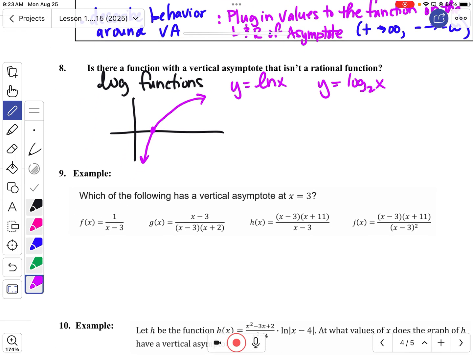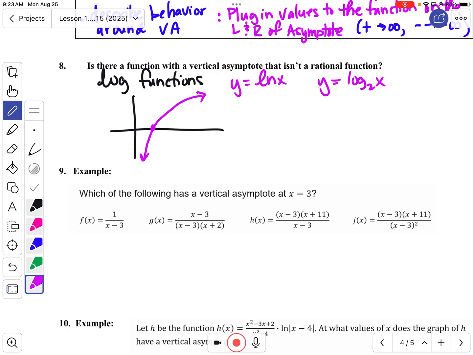So, which of the following has a vertical asymptote at x equals 3? Let's just take a look at these functions. We don't have to show all the limits. We're just thinking through this for a second. Which ones would have an asymptote at x equals 3? What about the first one? Would it have a vertical asymptote at x equals 3? Yes. Why? Yeah, the denominator would equal 0 if I plugged in 3. So this is a yes.